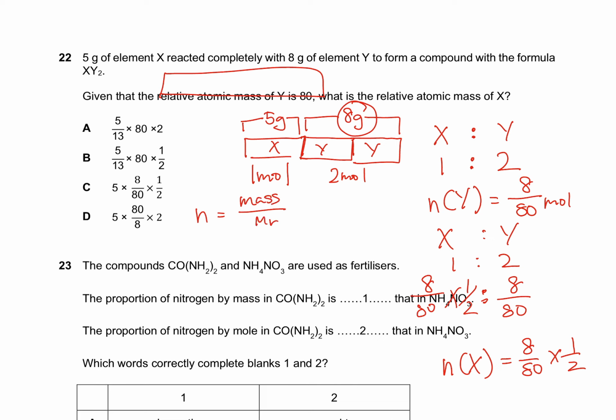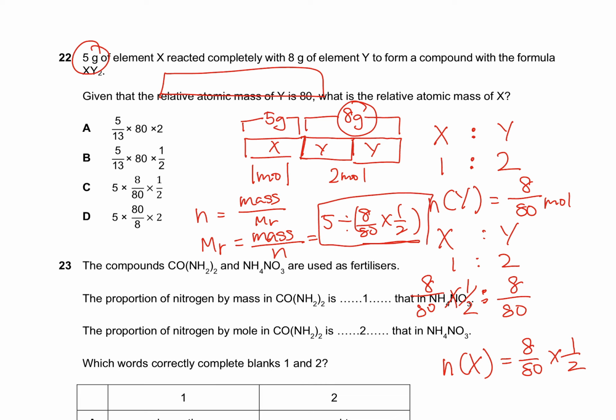So I want to find the MR. So it's MR equals mass divided by number of moles. So the mass I'm given, sorry, is 5. So that's equal to 5. And I need to divide this by number of moles, which is 8/80 times half. So now this is the MR of x, and what I need to do is to match it with whatever I have over here.